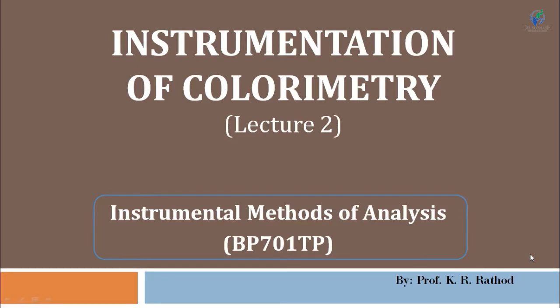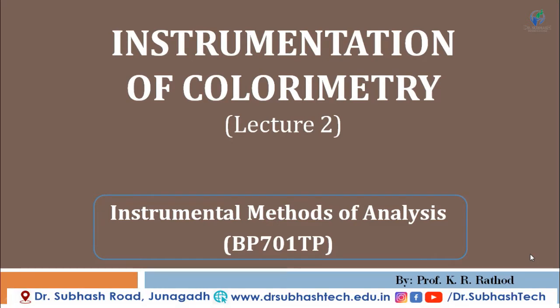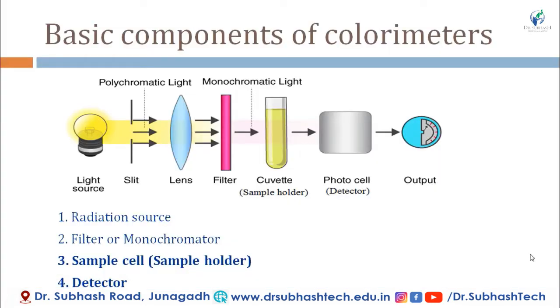Hello everyone, welcome to the series of spectroscopy. In the previous lecture we have seen the instrumentation of colorimetry, part 1, and this is part 2 about the instrumentation of colorimetry. In the previous lecture we have seen that the basic components of a colorimeter instrument are the radiation source, filter or monochromator, sample cell and sample holder, and detector.